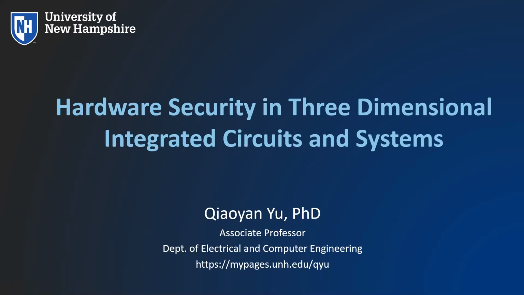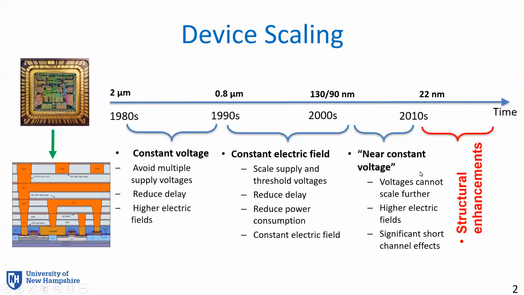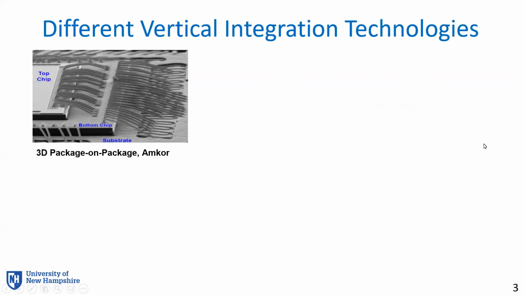In today's talk, I will discuss some of our research findings on three-dimensional integrated circuits and systems. Industry has spent quite significant effort on pushing chip manufacturing into the nanometer regions. We have gone from 2 micrometers to a few nanometers now. So we have a hard time to keep pushing the technology scaling down to the physical limits of silicon. One way we can do this is using structural enhancement techniques to keep the scaling. However, vertical integration technology is one way for structural enhancement.